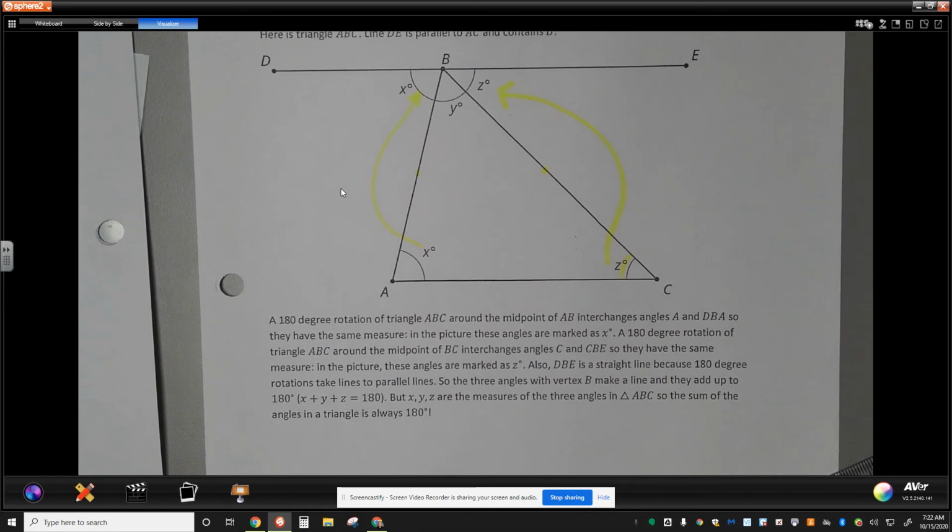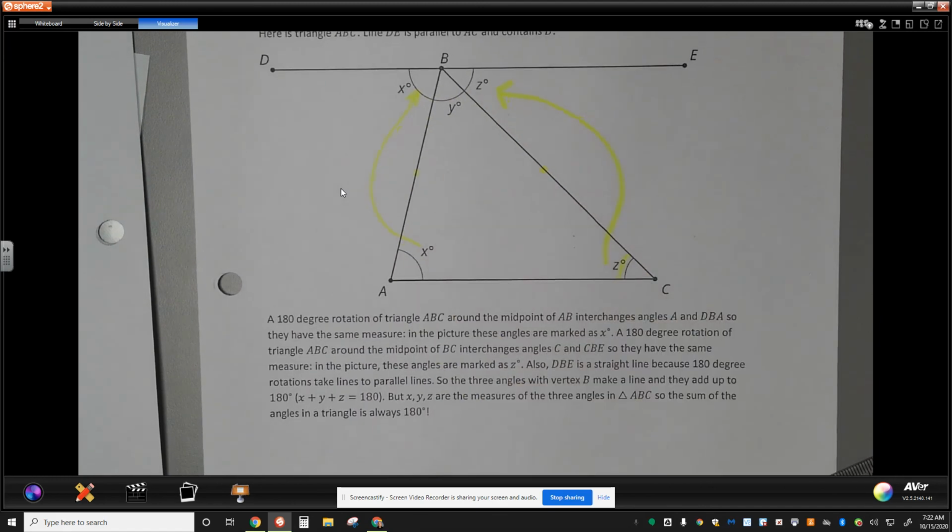We have proven that all triangles, no matter what their size, will always have a sum of their interior angles as 180 degrees.